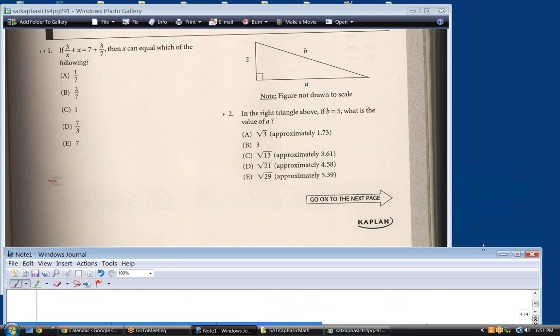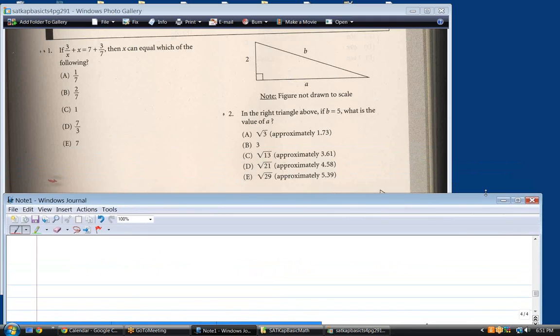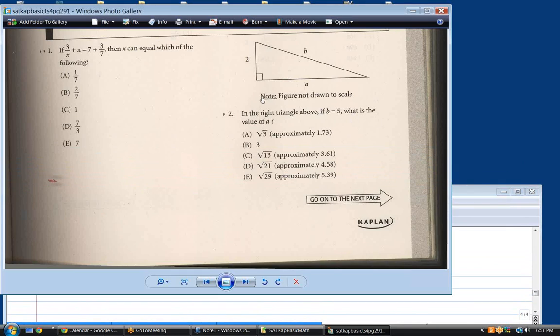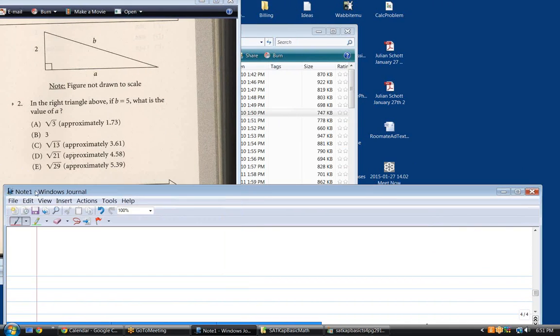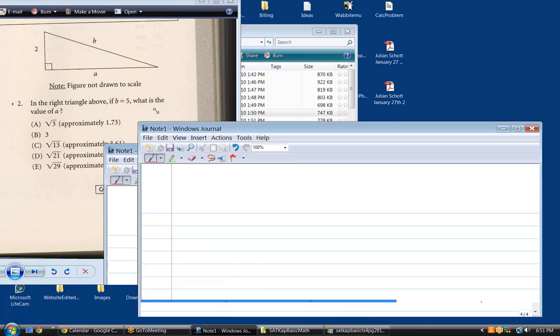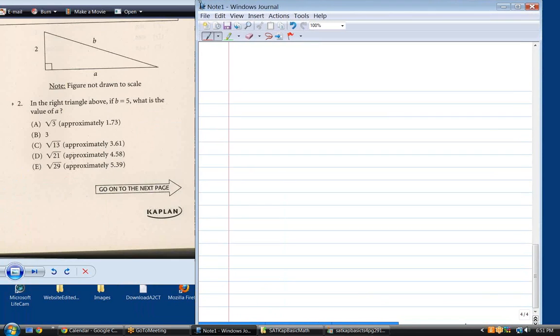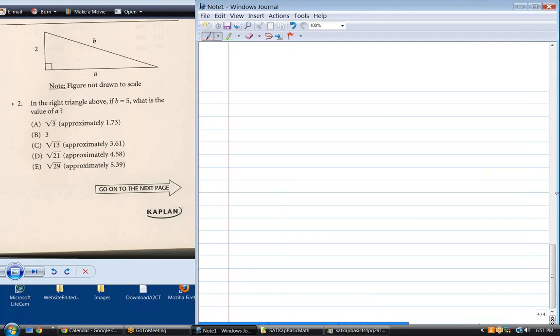And sometimes you almost have to be looking for the shortcut to know it. Which means you have to look for a shortcut on every single problem, and that takes 10 seconds in itself. So let's look at number 2.